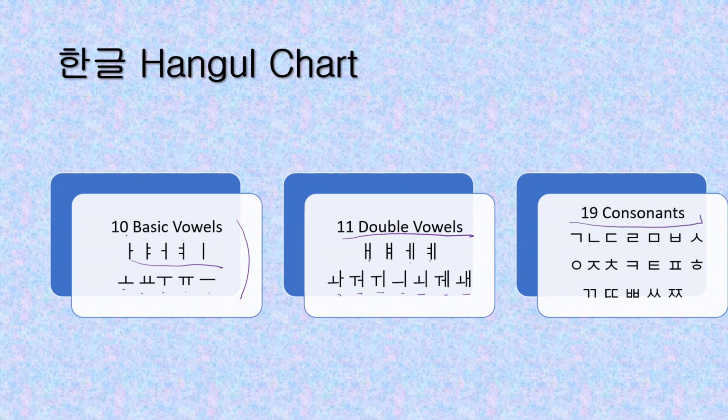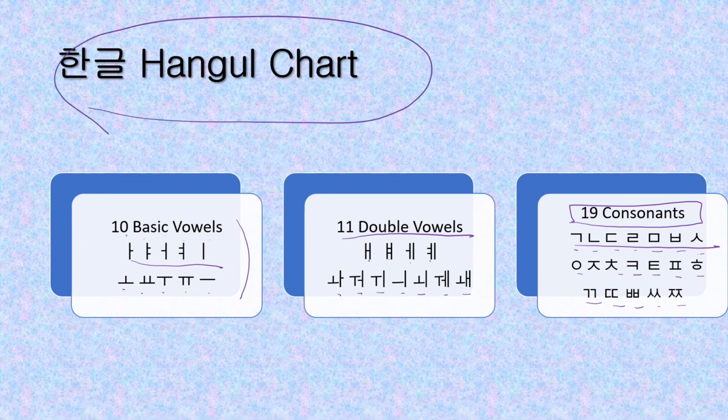Now the 19 consonants that we learned today. First, the plain consonants: ka, na, ta, ra, ma, pa, sa. Now the families: a, ja, ta, ka, ta, pa, ha. Double consonants: ka, ta, pa, sa, ja. There is no capitalization rule in Hangul. So once you can identify all these 40 Korean letters, you can start to read and write most Korean words.